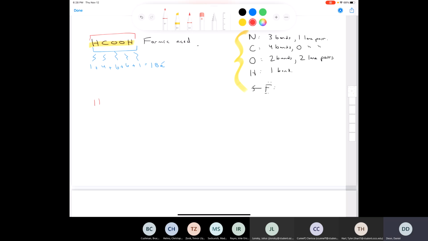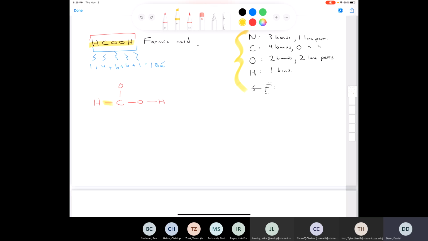So what it's telling you is that you have a hydrogen connected to a carbon, which is connected to an oxygen, which is connected to a hydrogen. And we're going to put the other oxygen like this. Now I've used up a total of 1, 2, 3, 4, 5, 6, 7, 8 electrons. I've got 10 left to go.